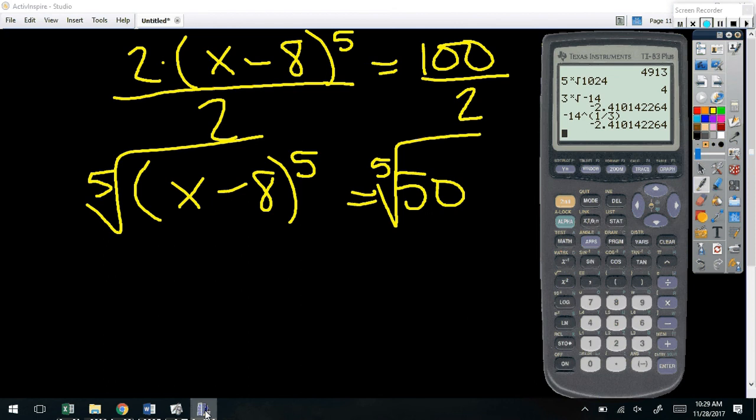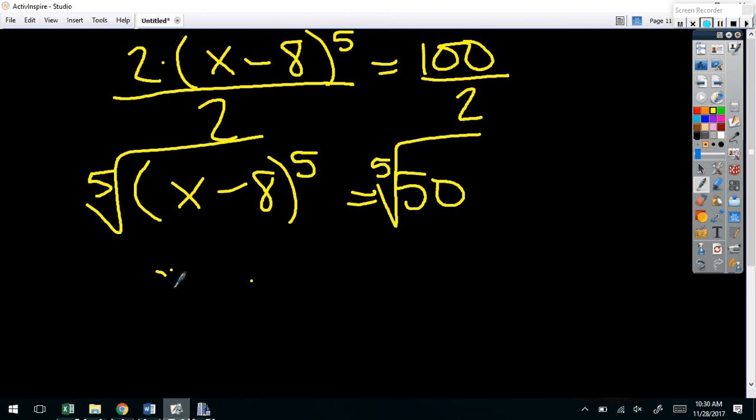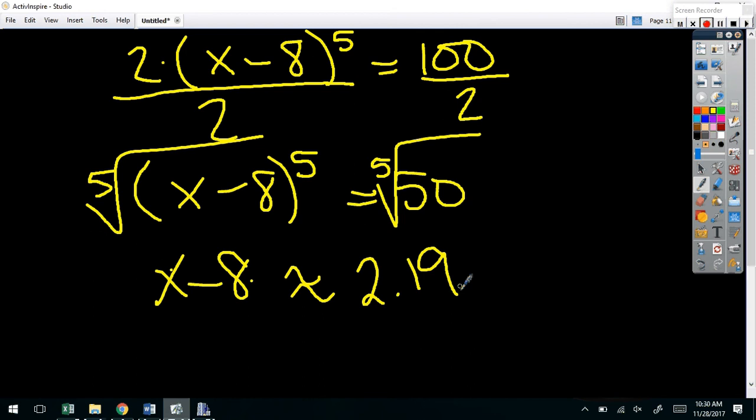If you have an nth root calculator, I would do 5, math 5, 50. If you don't have that capability on your calculator, if you have the little TIs, then it's 50 raised to the parenthesis, what's the exponent? 1 over 5. 2.19 approximately. Am I done? Nope, add 8. We still have to isolate that x.